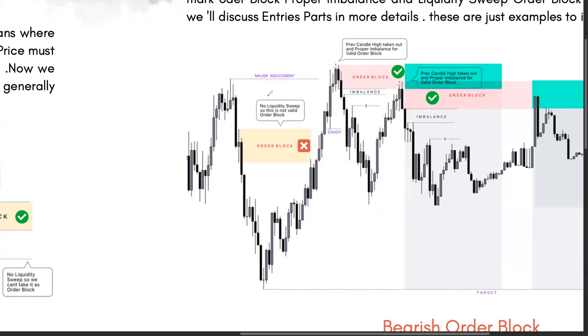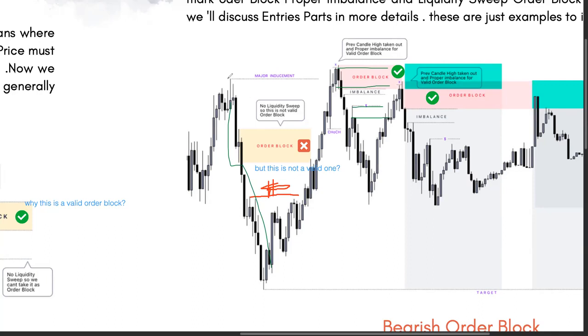Let me clean this one first. We can also sell here, right? Okay, but we need one more entry here. So this is a lower time frame choch. Yes, this is a lower time frame choch.